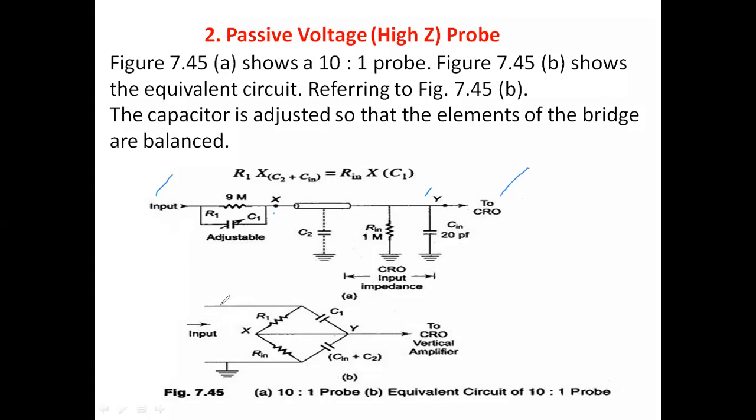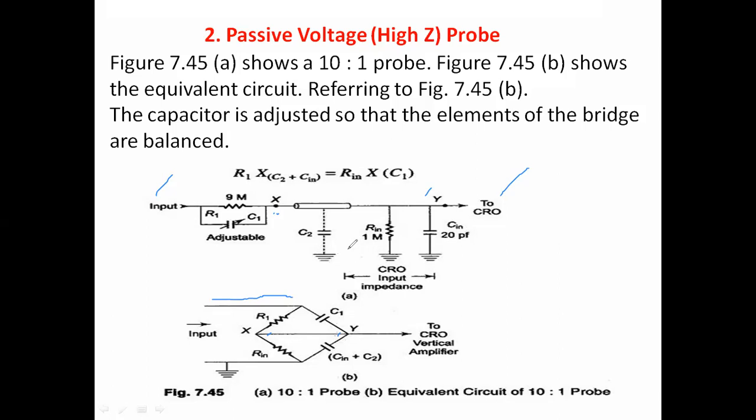See here, this is the input. The input is connected to the 9 megaohm resistance R1 and the adjustable capacitor C1. These two are in parallel, and this is the point of measurement, X and Y. This is the point X, and from this X we connect a resistance R in with respect to ground, and the other one is connected to C in plus C2. Here the capacitors are C in and C2.